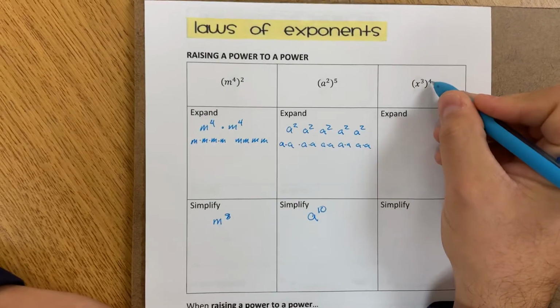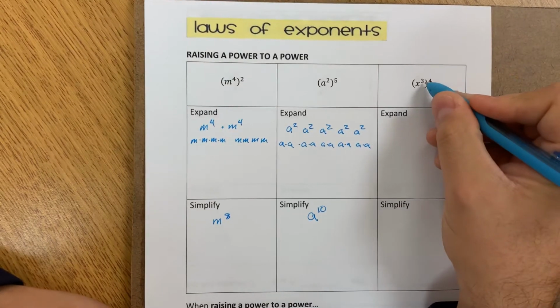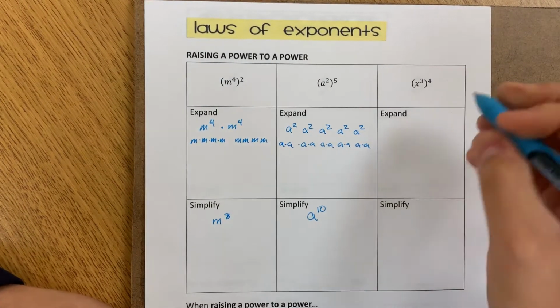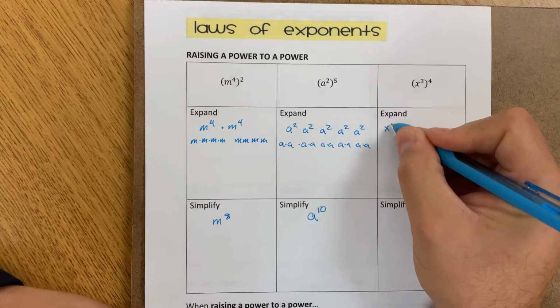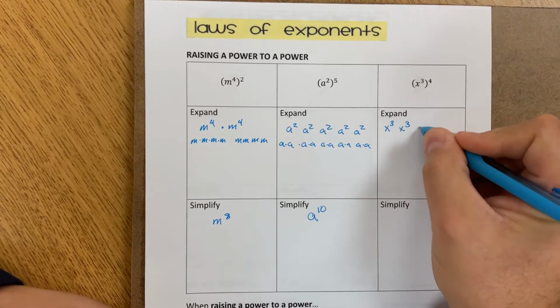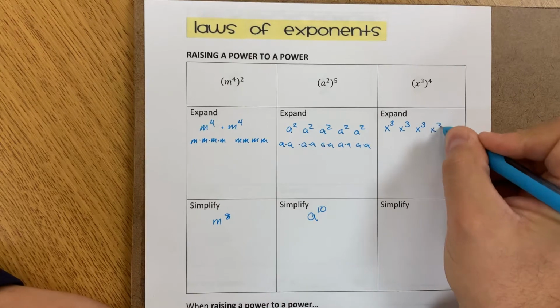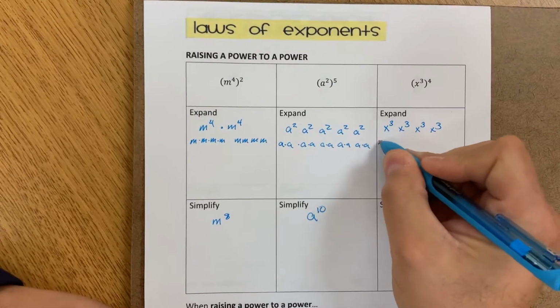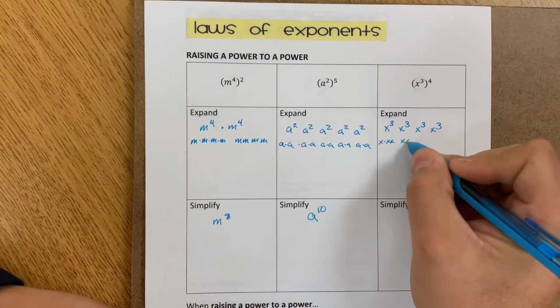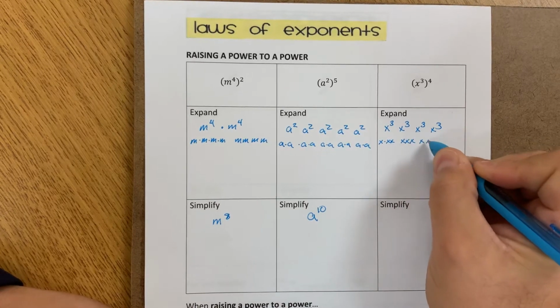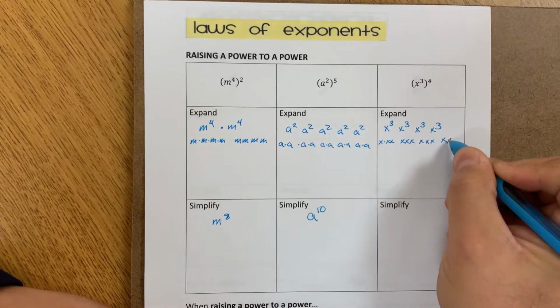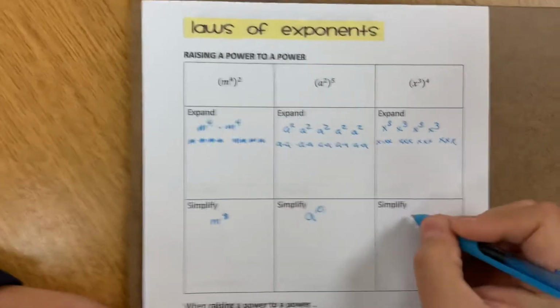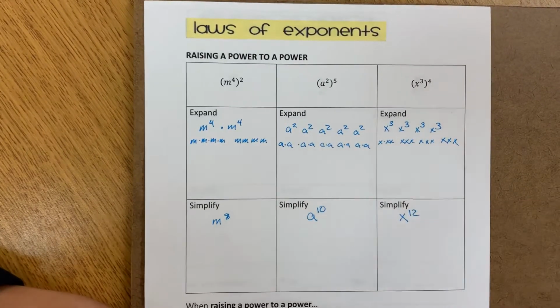x to the third to the 4th power. This 4 tells you that x to the third should be written 4 times. And this 3 tells you that x should be written 3 times. 1, 2, 3, and this one again, 1, 2, 3, and this one again, 1, 2, 3. So we have a total of x to the 12th power.